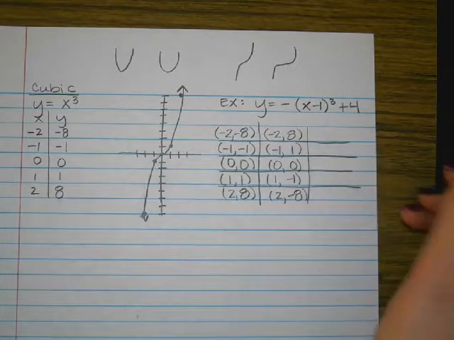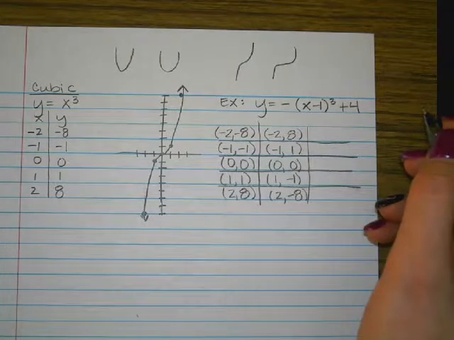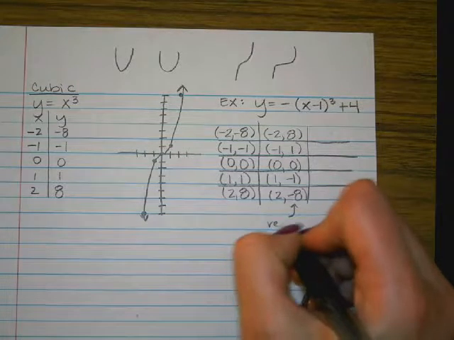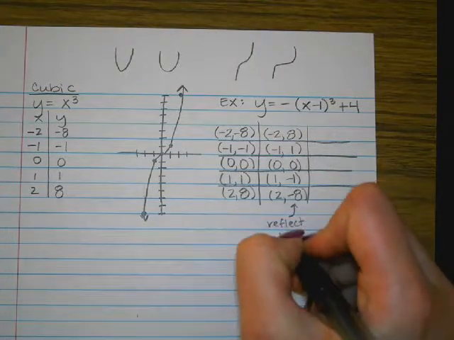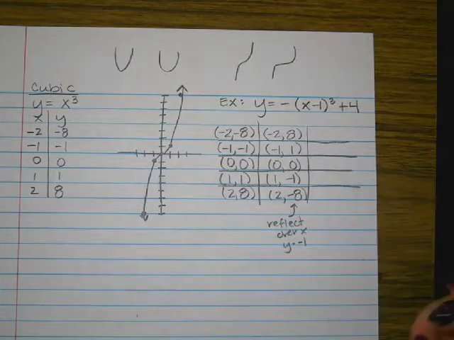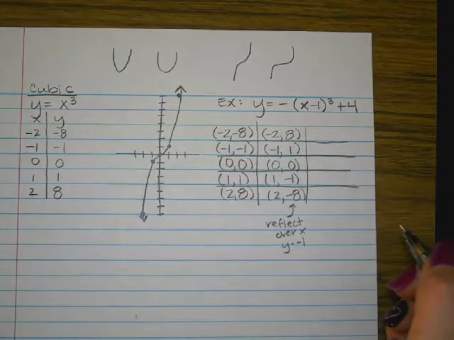And these are your notes, so if you need to write a note to yourself to remember how to do that, that's not a bad thing. So I'm going to put reflect over x, and then I'm going to put y times -1. That's what I did. Okay.